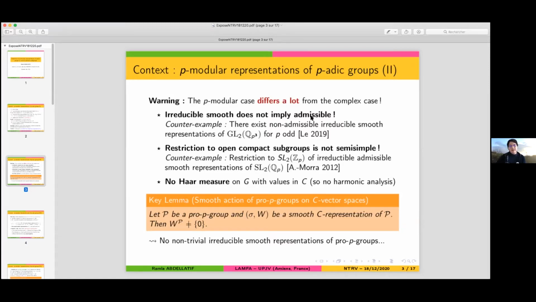So knowing that, you understand that admissibility is an actual assumption. Similarly, assuming that there is or that there is not a central character is really an assumption. It's not automatic in general.